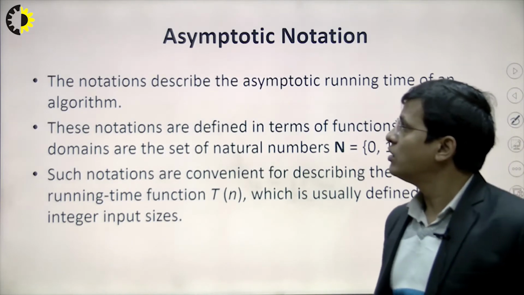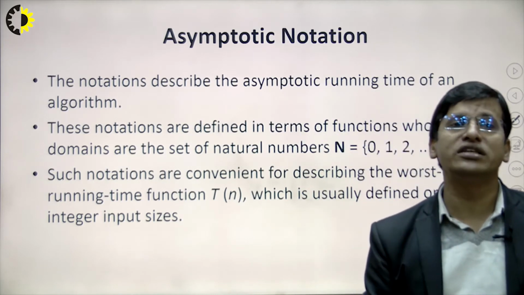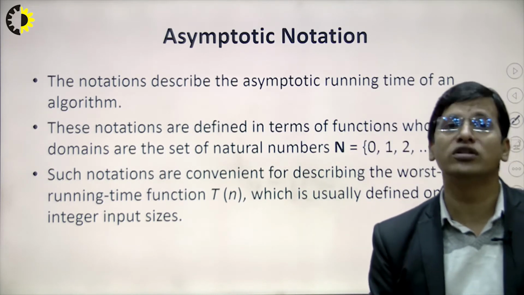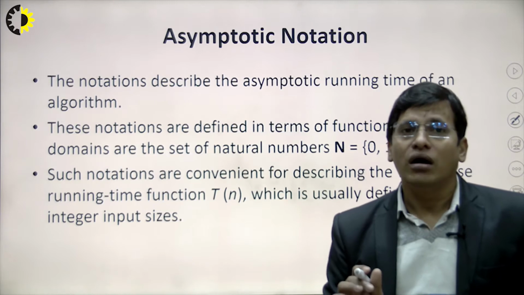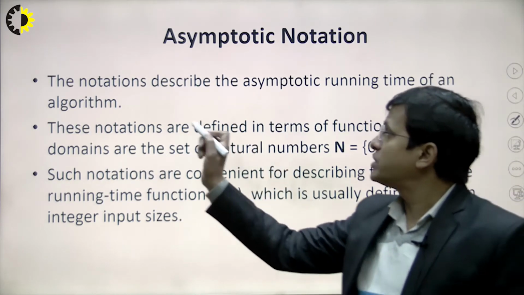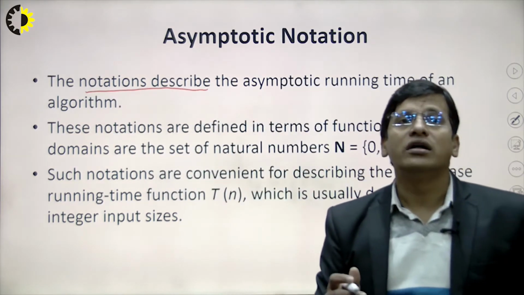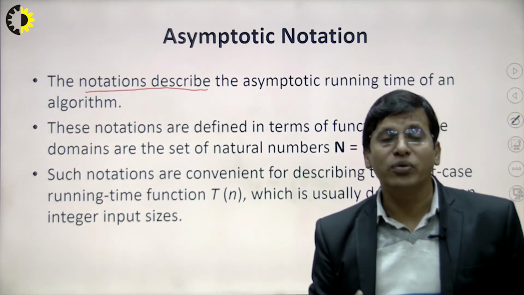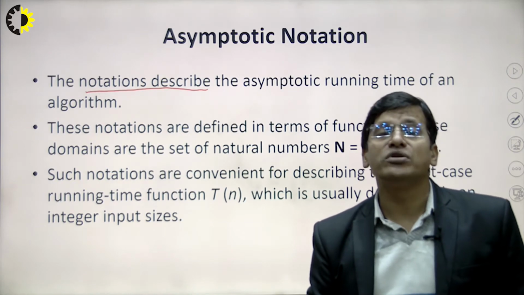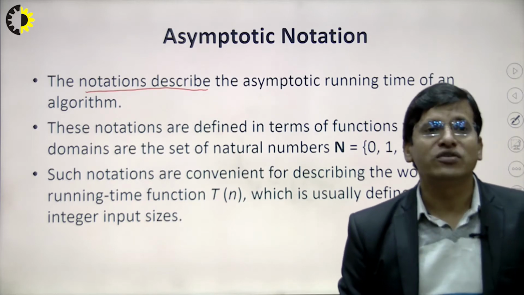So now we'll see the asymptotic notation. Asymptotic notation is basically used to find out the running time of any algorithm. That describes the notation. There are lots of notations to represent the running time complexity of any algorithm, right? So there are various types of notation, we'll see later on.